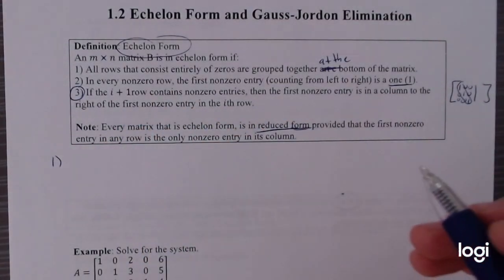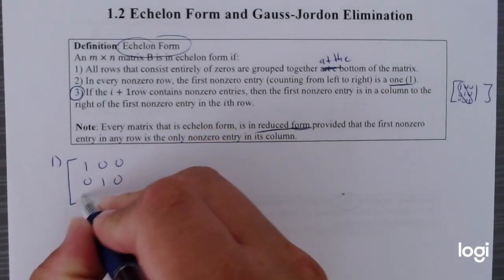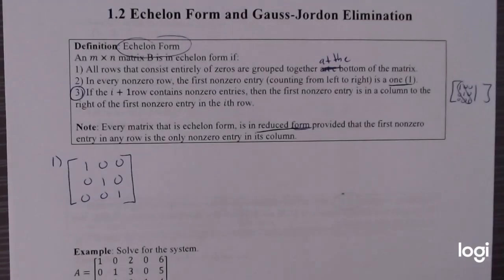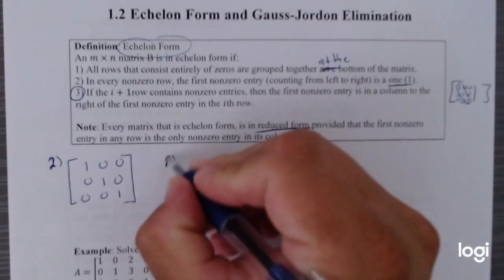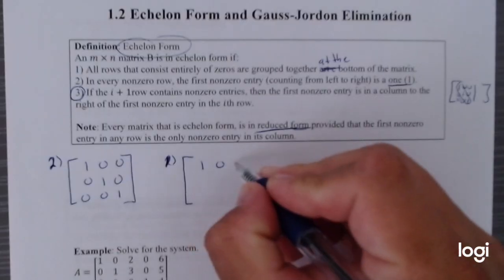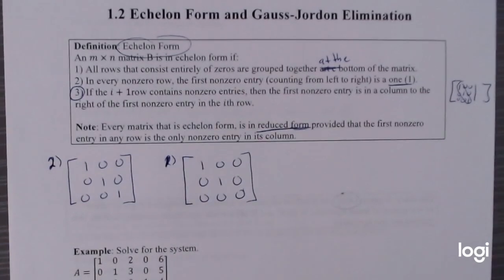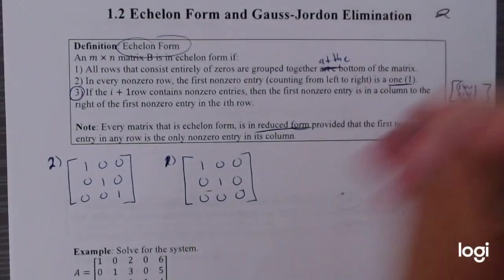So number one is pretty straightforward. It's basically our goal when it comes to solving linear equations. So this is called an Euclidean form. Another one, oh sorry, this is number 2. This is the second part, this is number 1. So when we talk about the zeros at the bottom, we have something like this. That's what number 1 says: all rows that consist entirely of zeros are grouped at the bottom.